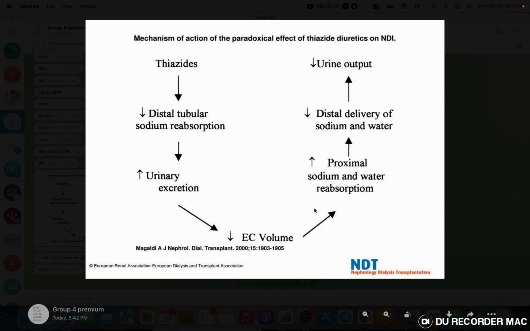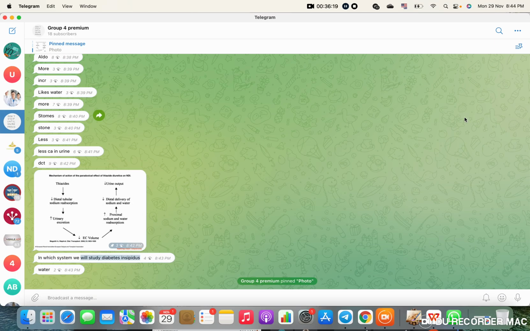That will lead to reduction of the extracellular volume, and your proximal tubule will be like, there is less volume in this body, let me reabsorb more sodium. So it will reabsorb more sodium and water proximally. So there will be less distal delivery of sodium and water, which leads to less urine output in a patient who has diabetes insipidus, which basically helps him. Yes? We will come back to this picture when we do endocrinology.